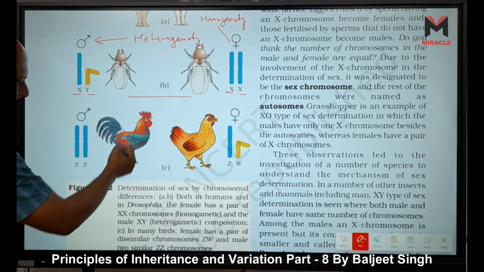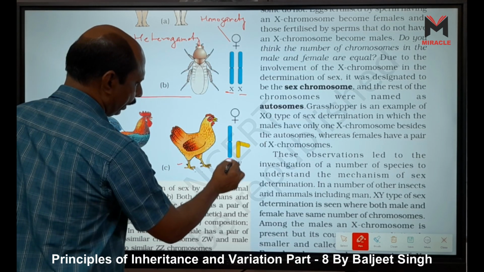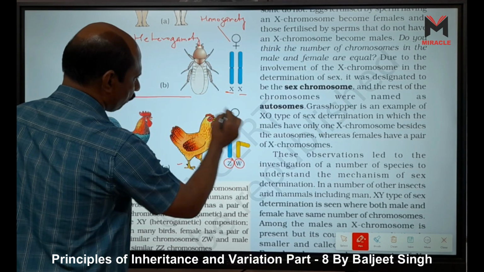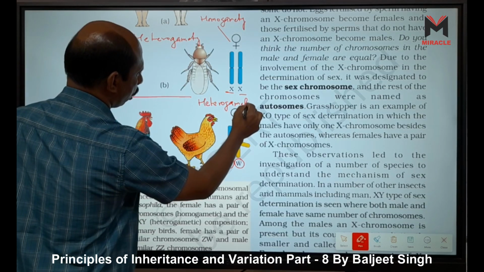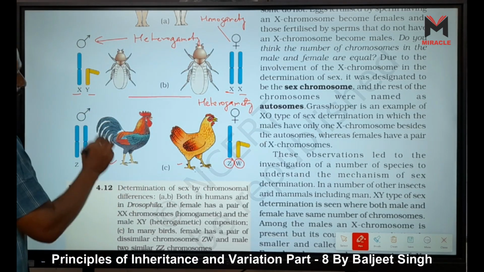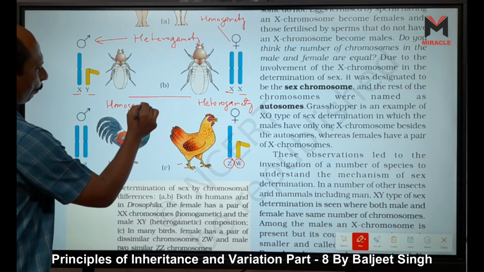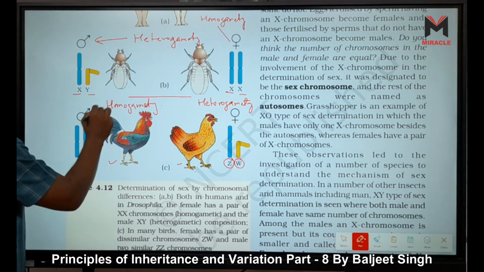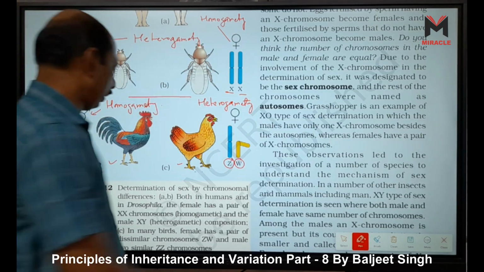Now, when we see this one, these are chicks. It has two different chromosomes, Z and W. That means the female shows heterogamity and the male shows homogamity, because both have ZZ type homogamity. That is the main difference which is given here.